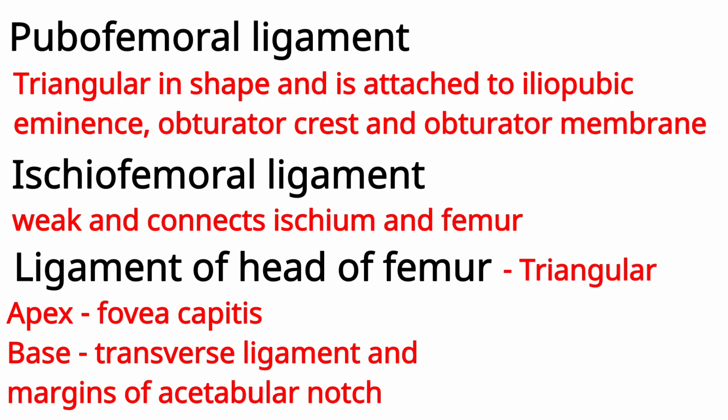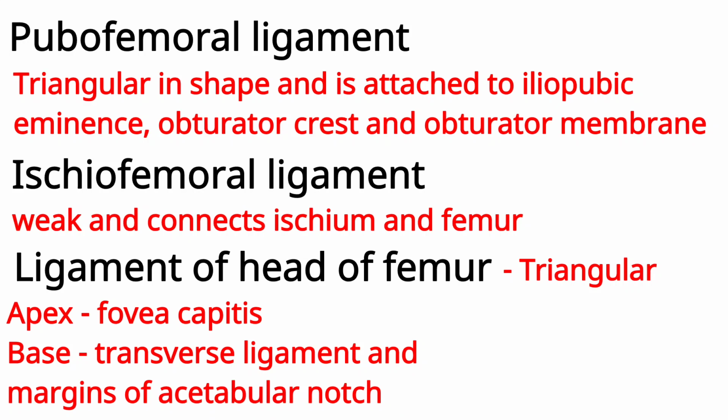Now coming to another ligament, which is known as the pubofemoral ligament. As the name suggests, very obviously it connects the pubis of the hip bone to the femur bone. It is also triangular in shape, like the iliofemoral ligament. It is attached to the iliopubic eminence, obturator crest and obturator membrane of the hip bone, and obviously to the femur.